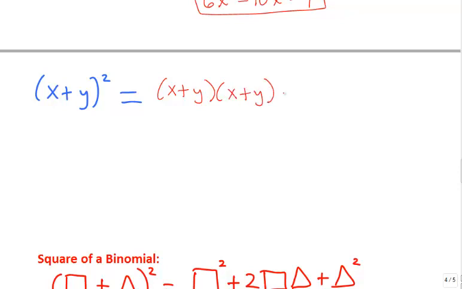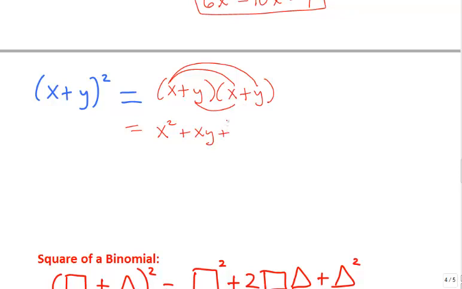So it's x plus y times x plus y. Now if we FOIL that, that's going to be first times first, or x times x, which is x squared. Outer times outer, x times y is a positive xy. Inner times inner is a y times x.